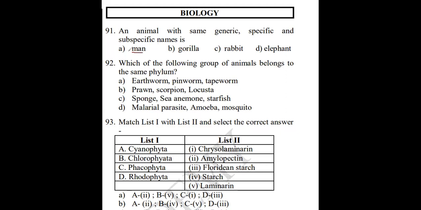We already know the scientific name of man is going to be Homo sapiens, right? And for gorilla, the genus name is also gorilla, and the species name is also gorilla, and the subspecies name is also going to be gorilla. Okay, so the answer is going to be option B.